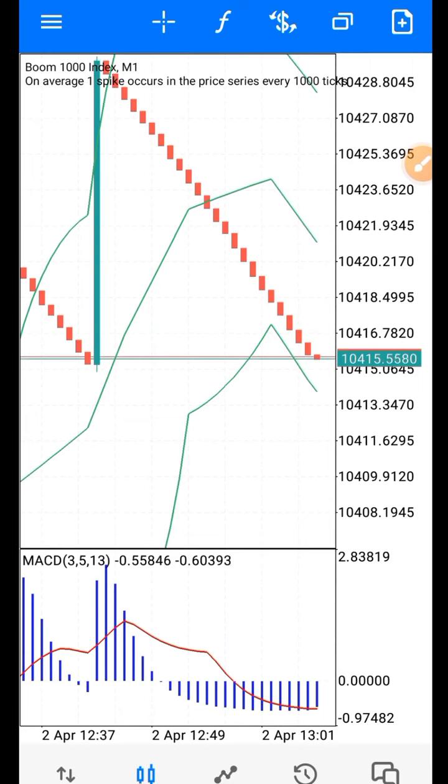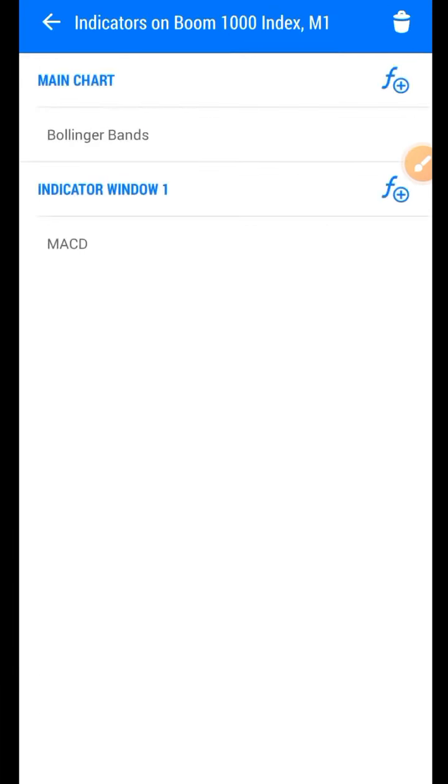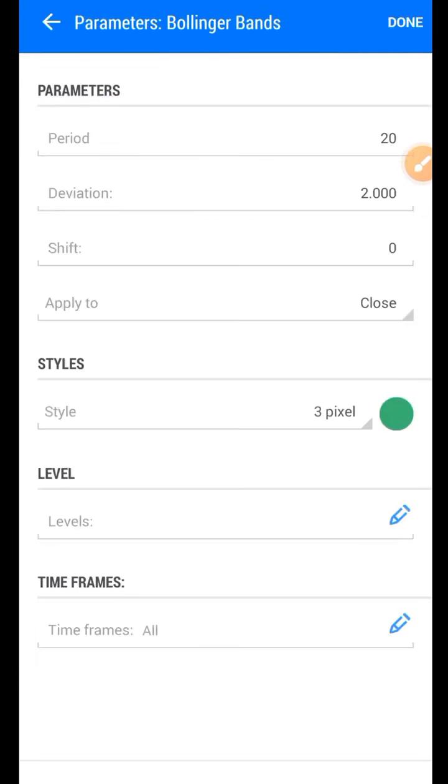So before I go deep into the strategy, let me show you the settings. Under the Bollinger Bands, you have period 20, deviation 2.00, shift 0, apply to close, thickness 3 pixels. Just leave all the settings like this. Then let's go to the next indicator.